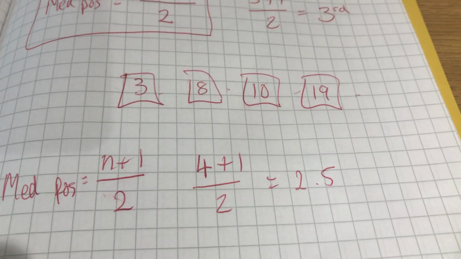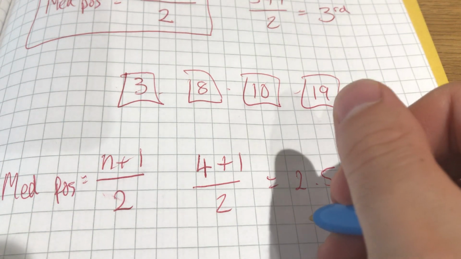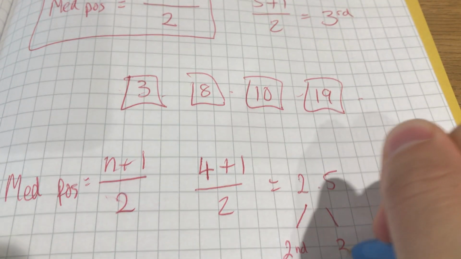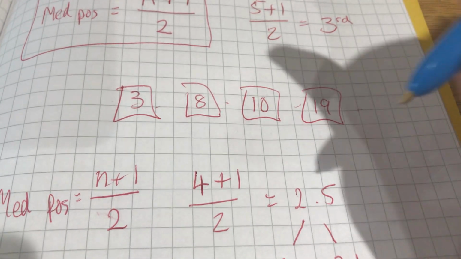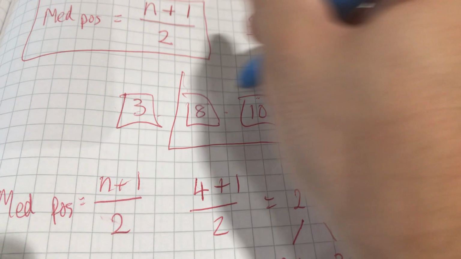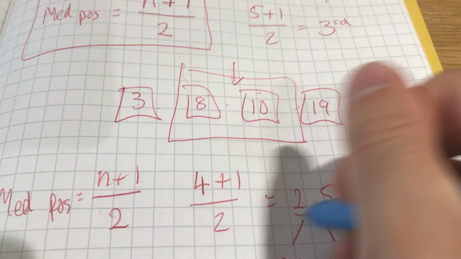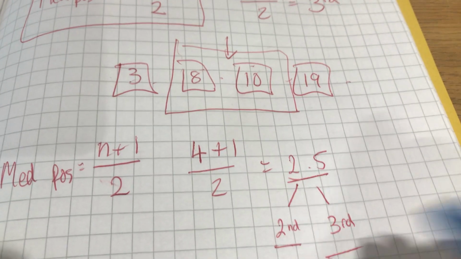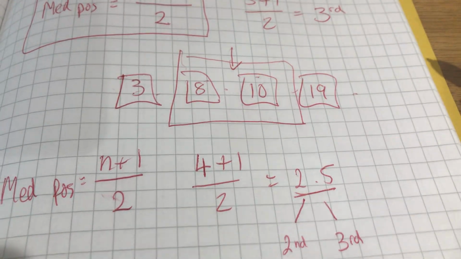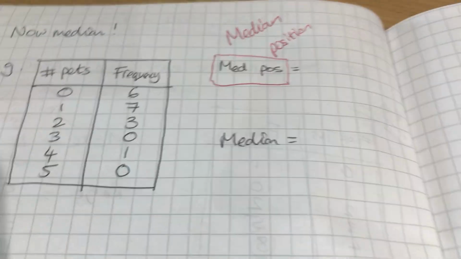And you think, well, hang on, there's no 2.5th number. No, but 2.5 is in the middle of 2nd and 3rd. And sure enough, where's the middle? In between 2nd and 3rd. So if you ever get a half number, you're going to have to find both the number below it and above it, add them together and half it is the trick. So let's see how that works when we've got loads of numbers.